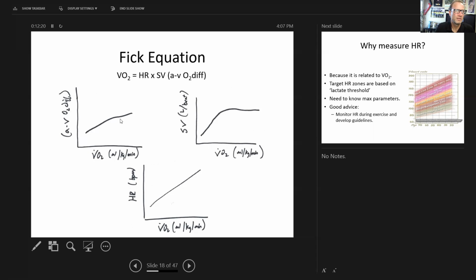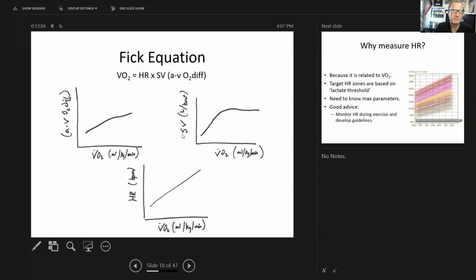AVO2 changes pretty predictably with increases in intensity. Stroke volume increases a little bit at first, and then it tends to plateau as intensities get higher. And heart rate continues to increase relatively linearly as VO2 increases. Heart rate increases at this linear rate because of the way these parameters change. This is an easy, good predictor of VO2. And so in the field, running outside or biking outside, if I measure heart rate, I'm going to get a pretty good indicator of what VO2 is, as long as stroke volume and AVO2 difference change predictably with intensity.